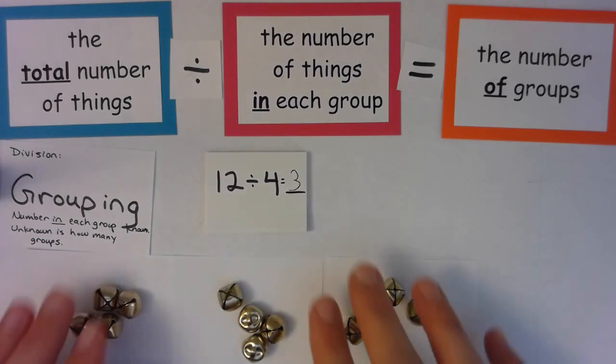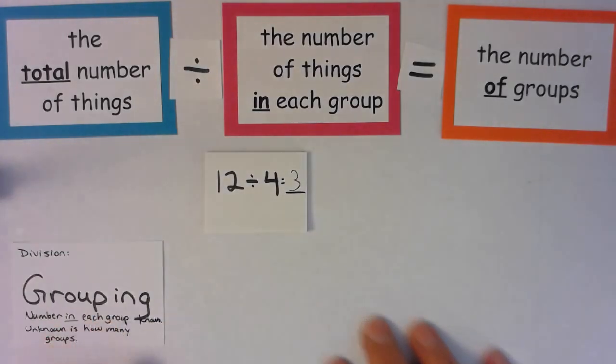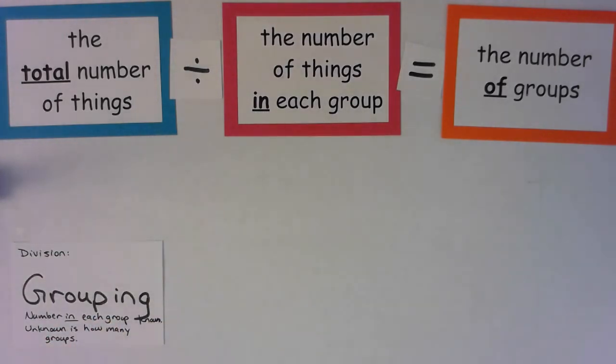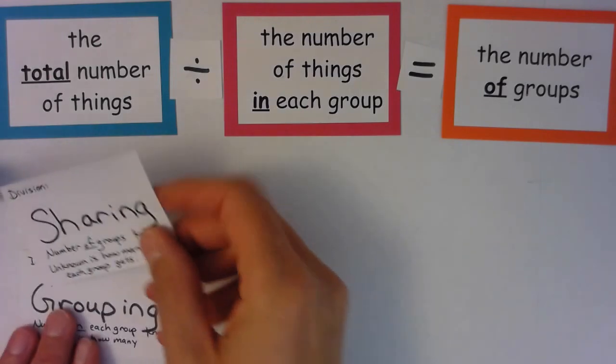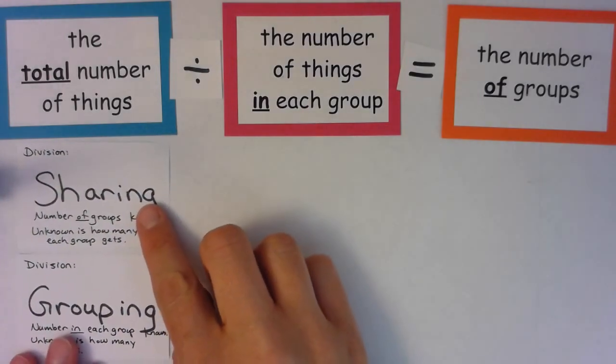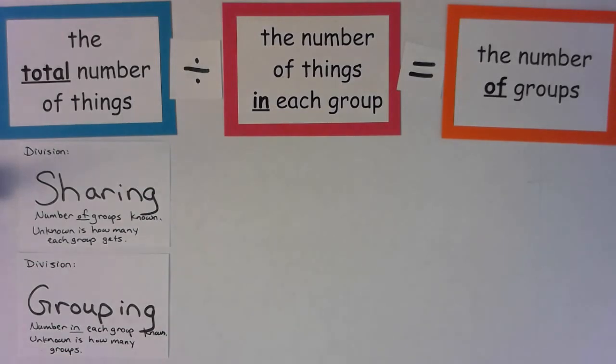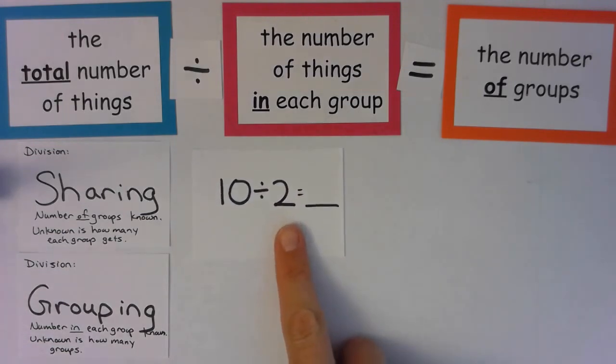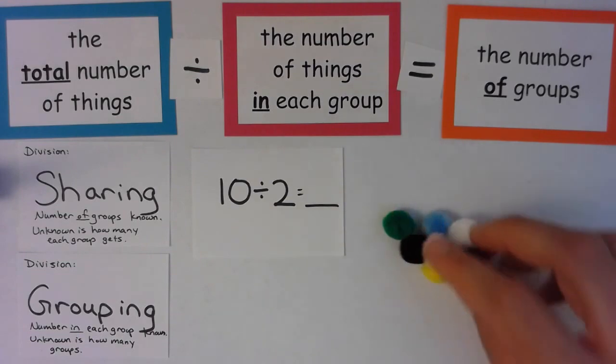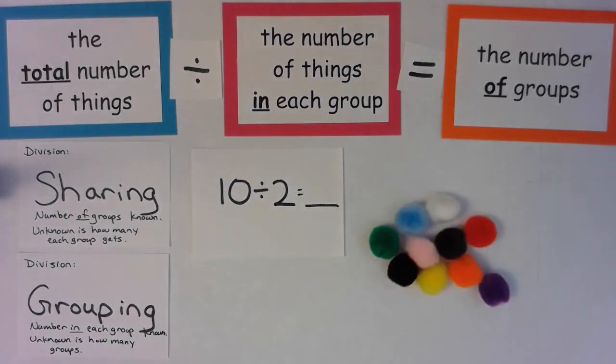Let's take a look at that in a different way. Let's say we're not told which kind of way of thinking about division we're looking at, and we get to choose ourselves. So let's look at an equation that was given to us, 10 divided by 2. And here's 10 items. So what my brain thinks to first is I have 10 things and I want to share them between 2 people. That's kind of the way my brain goes.